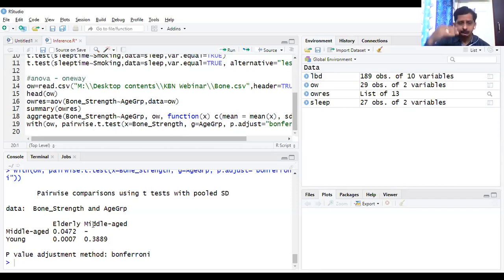So these three hypotheses will get defined because we are testing the bone strength across three pairs after observing the significance in ANOVA. Okay. Now, here the p-value is 0.04. We will be so happy. Yes, it is rejected, but we should be very careful.